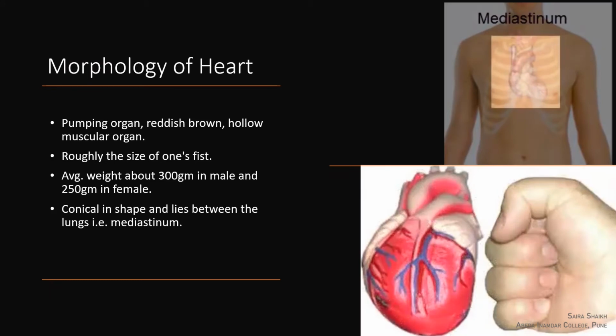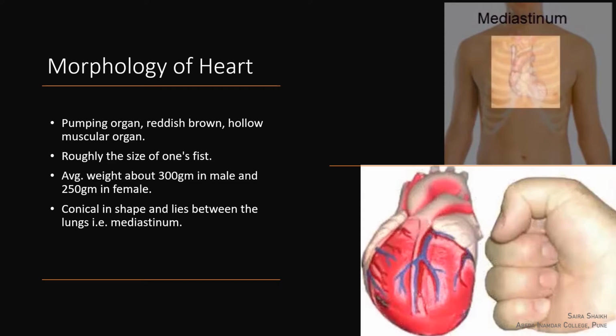The human heart is present in the thoracic cavity. It is lying between the lungs, just behind the sternum bone, that is the chest bone. It is a conical-shaped, hollow, muscular organ. The size of the heart is roughly one's fist. The weight of the heart is 300 gram in male, while in female it is 250 gram.